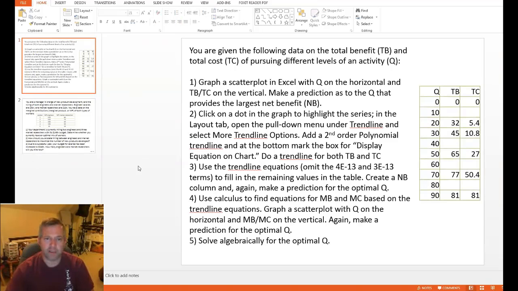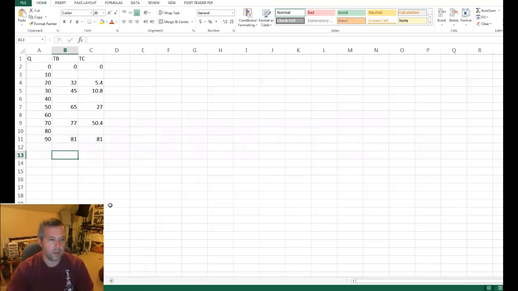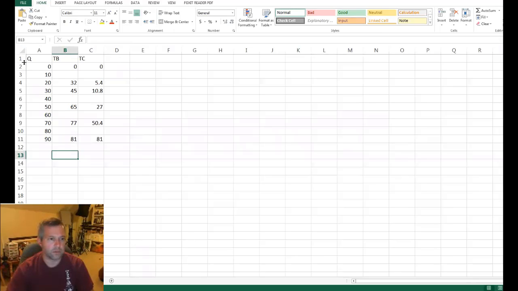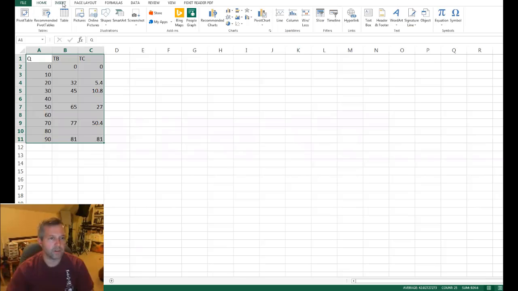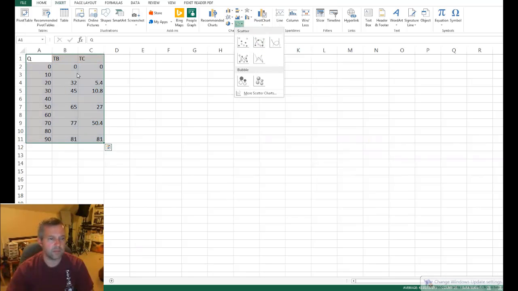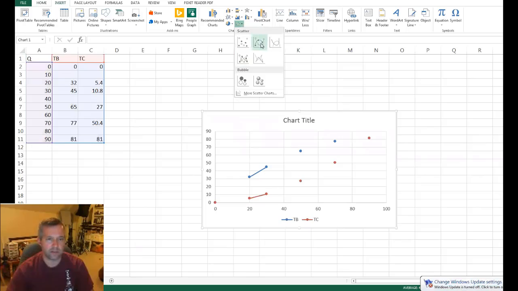So graph a scatter plot in Excel with Q on the horizontal and total benefit and total cost on the vertical. I said first thing to do was to make a scatter plot with Q on the horizontal. So I'll highlight everything, insert, got my little chart here, and I don't want to do the lines because I've got this gap in between the data. So trying to have these things with lines in them isn't going to get me very far. I'll just do the dots for now.